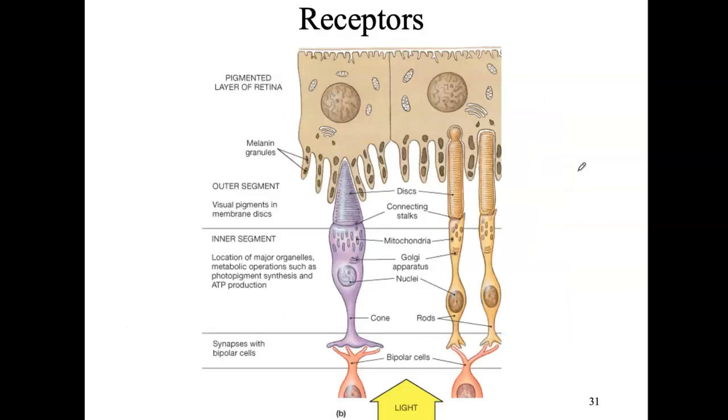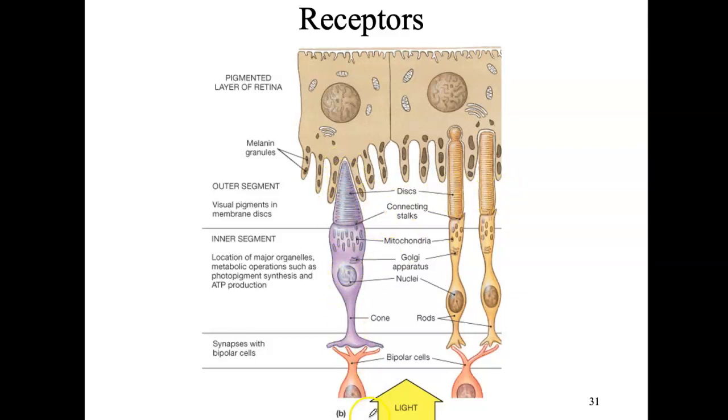So how does this work? Well, the retina then, remember, is that carpeting in the back of your eye. So this is the retina, that carpeting there that has these pigmented layer of cells, and then inserted into that pigmented layer of cells are the cones or the rods like this.